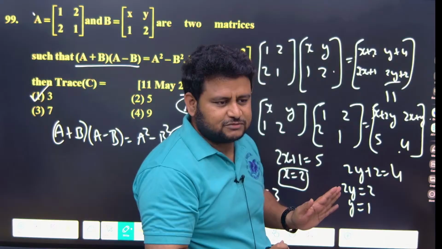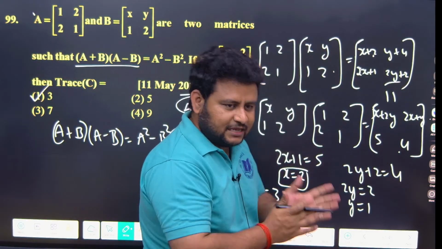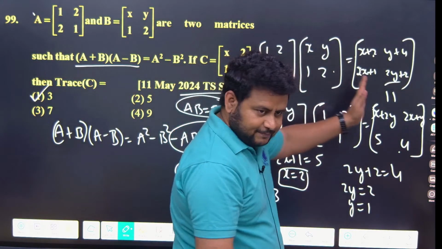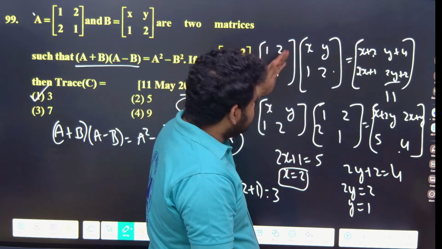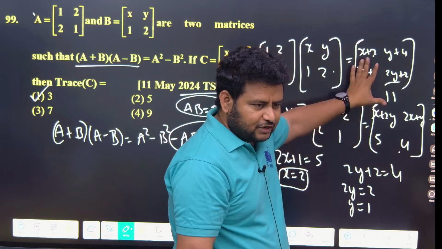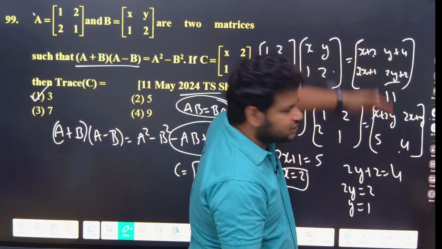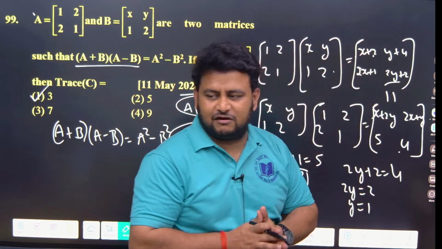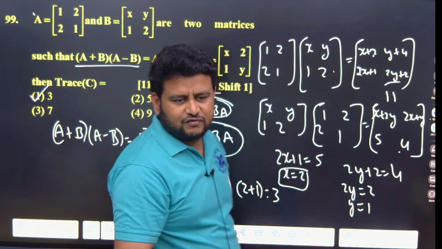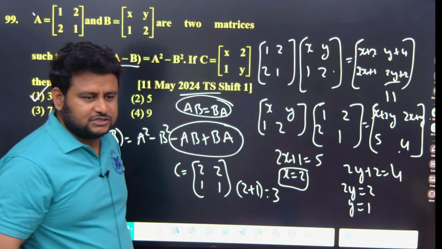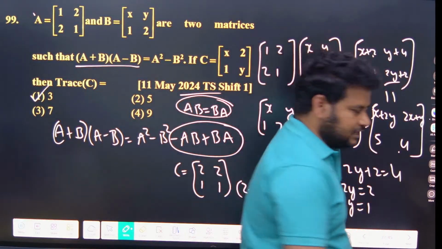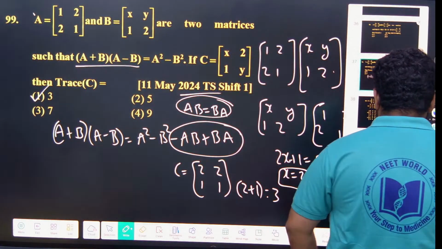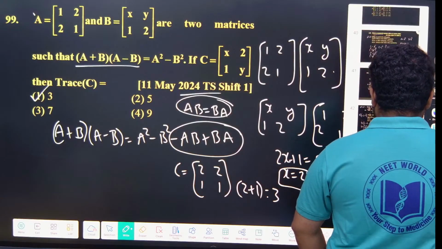A square minus B square, if it is coming directly, means AB is equal to BA. First find out AB, then find out BA. Don't directly equate to CA like I told, don't do that. Equate these two, you will get the value of x and y. Then find trace of C. Got it? That is why I told you equality of matrix is important while talking about the concept. Clear? Let us go to the next question.